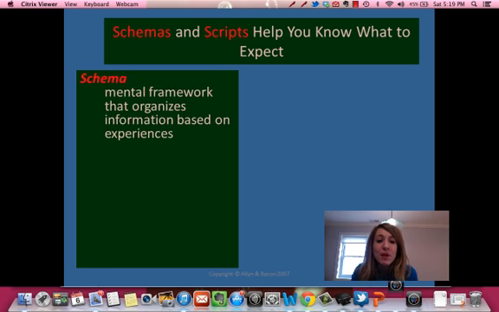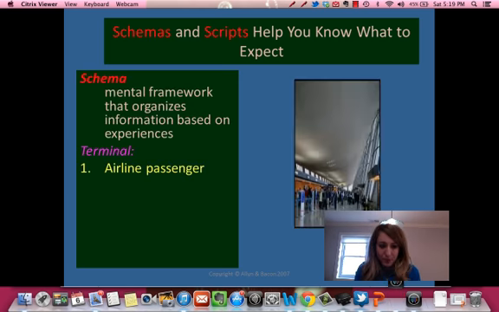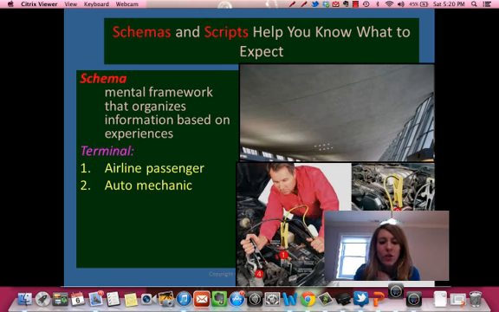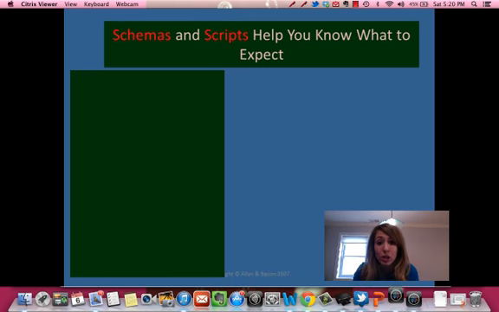A schema is a mental framework that you use to understand the world around you, right? So, an example of a schema might be for an airport, right? You know what goes on in an airport, what an airline passenger is supposed to do. You have an understanding of how it works. It's a schema. An auto mechanic is another idea here. You have a schema of how things work, a mental framework that organizes the information.